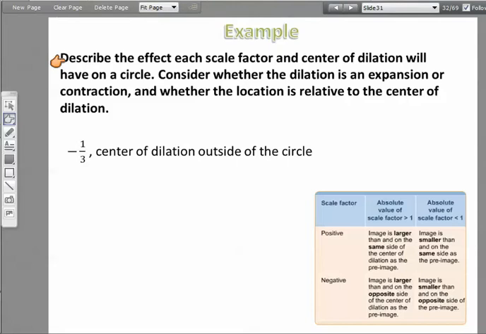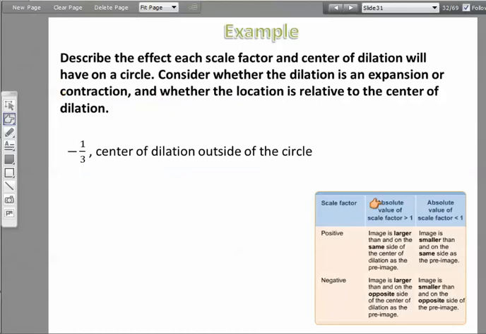This is describe the effect each scale factor and center of dilation will have on a circle. Consider whether the dilation is an expansion or contraction and whether the location is relative to the center of dilation. Well, first, this problem says it's a negative 1/3. The center of dilation outside the circle. Okay, well, if I look at this negative, that tells me it's going to be on the opposite side of the center of dilation. And since the absolute value of 1/3 is 1/3, that's smaller than 1, which tells me it's going to be a contraction.